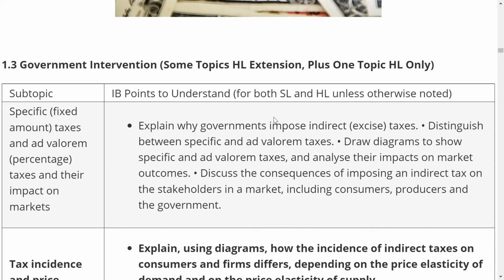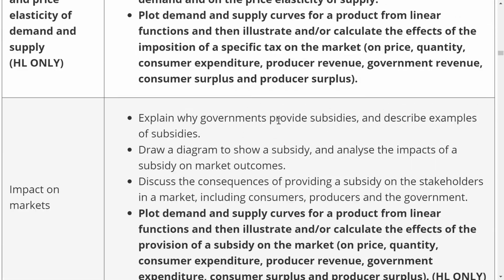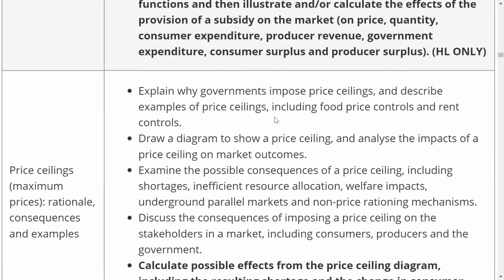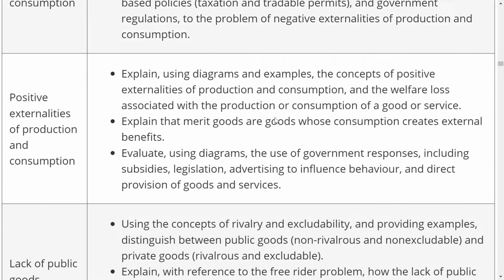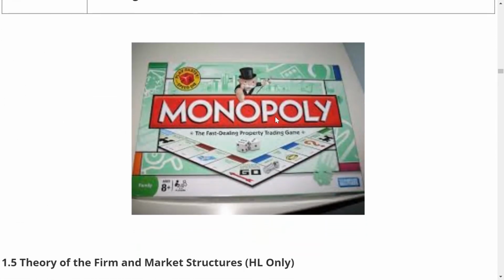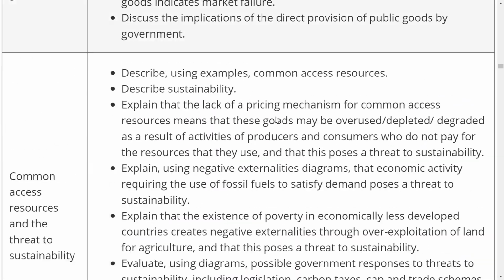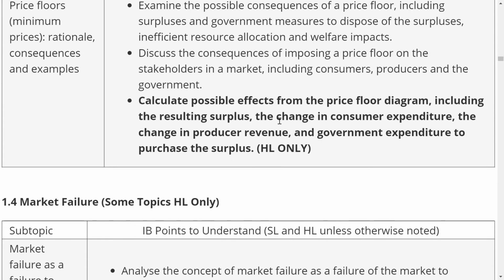Okay, so chapter 1.3 is actually quite a light unit. You shouldn't be having too many struggles with it as long as you understand the topics and are able to graph the taxes, the subsidies, as well as price floors and ceilings. So 1.3 is not that hard.